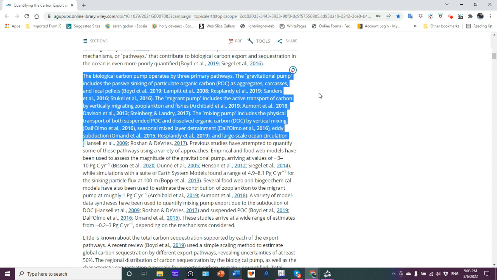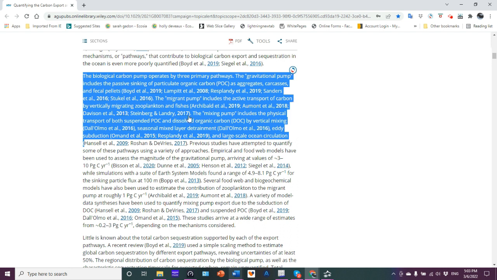The migrant pump includes the active transport of carbon by vertically migrating zooplankton and fishes. The vertically migrating zooplankton usually follow a daily cycle where they go, usually at nighttime when they cannot be seen as well, up into shallow water layers to graze upon the phytoplankton, and then they go back down to depth out of the photic zone during the daylight hours. That process is called diel vertical migration.